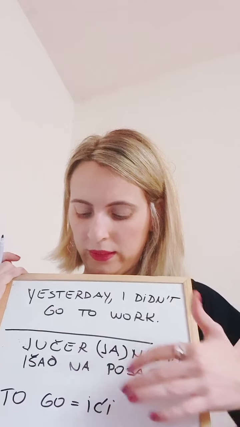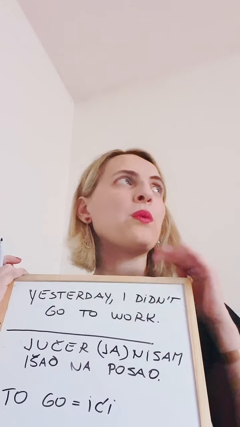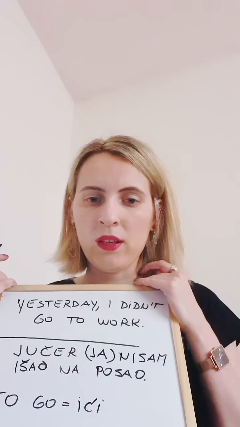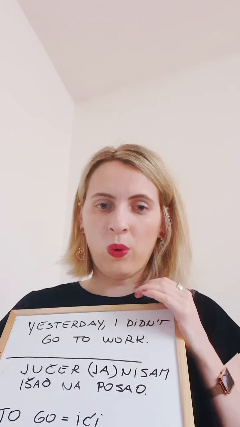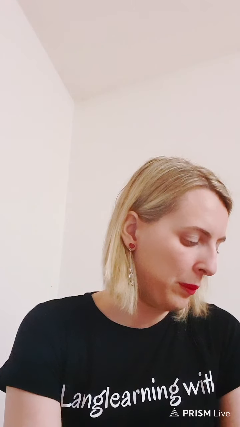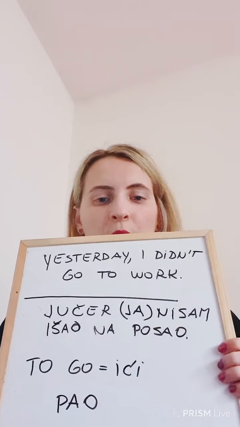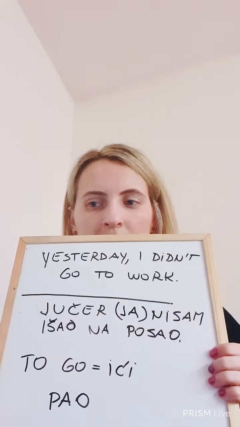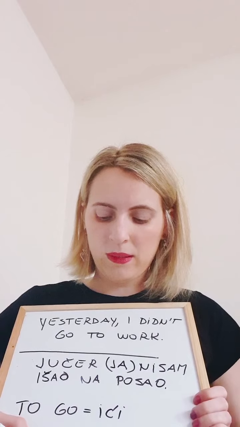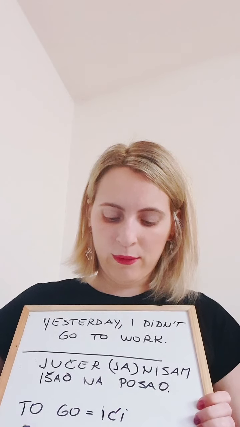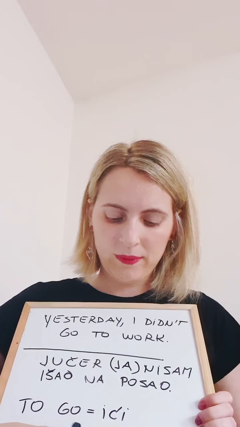So it is išao. So how do we know it is a past? Because we have some, odnosno verb to be, but we have o. So for example, pao, it is fall, to fall. He falls. He fell. So pao. But padam, it is I am falling. So this is a present, ja padam. And pao is past. Prošlost.